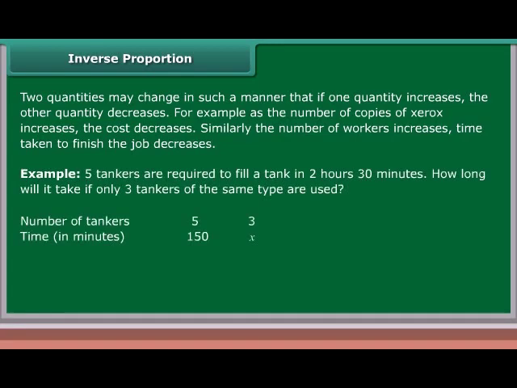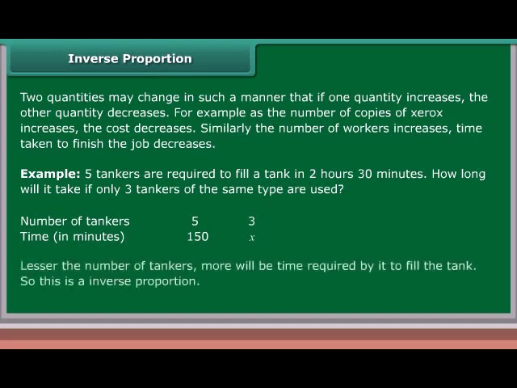Example: 5 tankers are required to fill a tank in 2 hours 30 minutes. How long will it take if only 3 tankers of the same type are used? The fewer the number of tankers, the more will be the time required to fill the tank. So this is an inverse proportion.